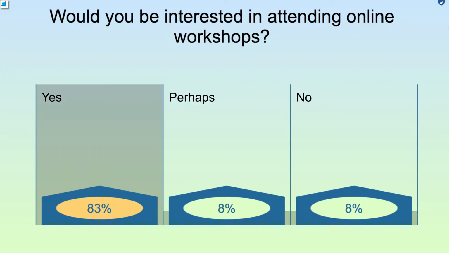Let's see how many people at home said they'd like to come. Okay, 83% have said yes, 8% said perhaps, and only 8% have said no. That's good to know. So there you are, those will be full. And they're very frequently run as well, which is great. They are very frequently run.